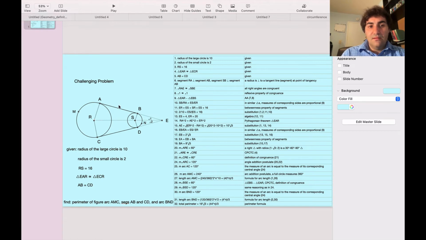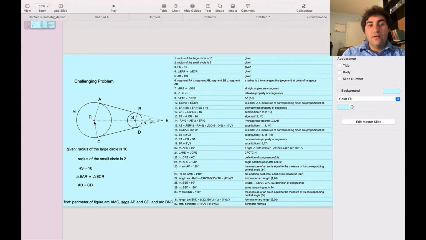We know that triangle EAR and triangle ECR are congruent. So we know that angle ARE is going to be congruent to angle CRE because corresponding parts of congruent triangles are congruent. And if we use the definition of congruence and substitution, we get the measure of angle CRE is going to be 60 degrees. So if I add these two angles together by the angle addition postulate, I get 60 degrees plus 60 degrees. So angle ARC is going to be 120 degrees.